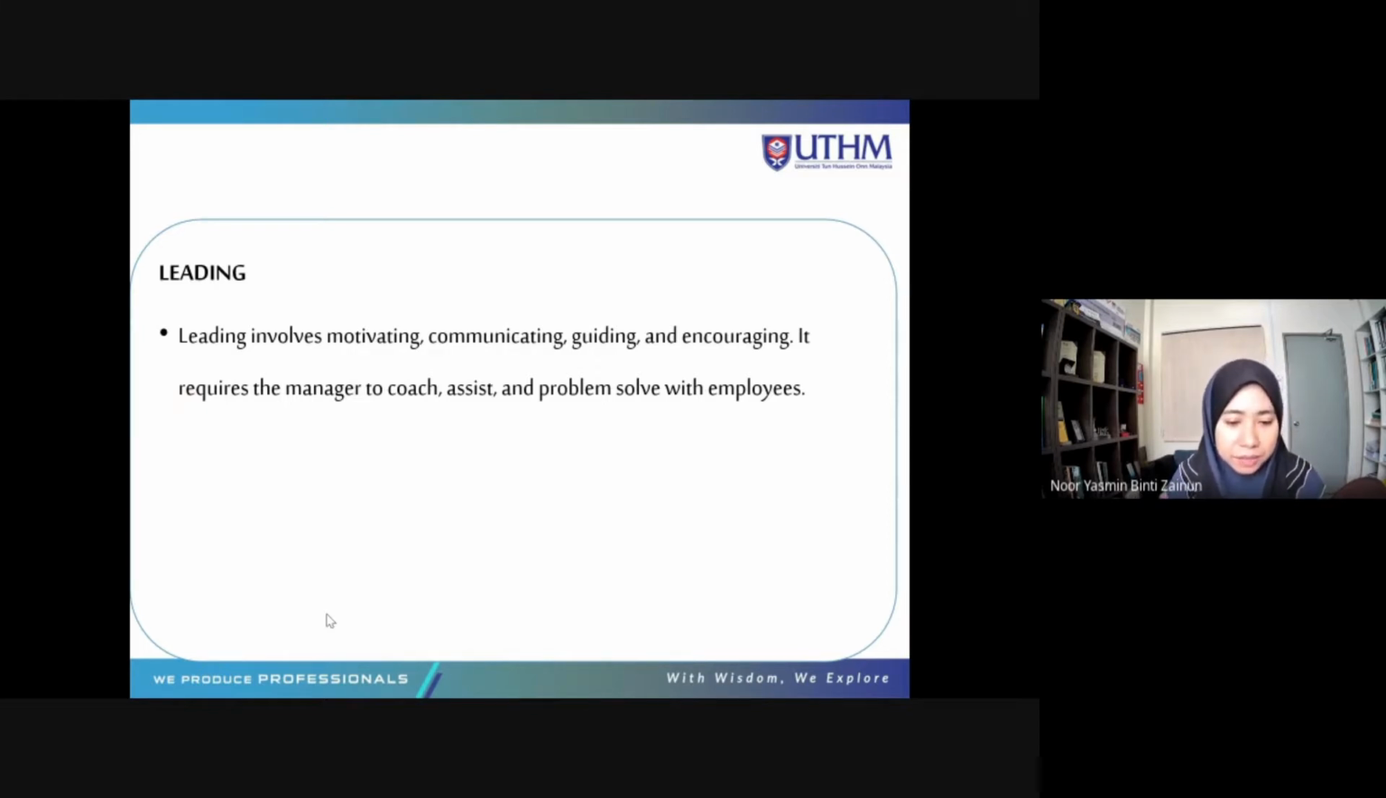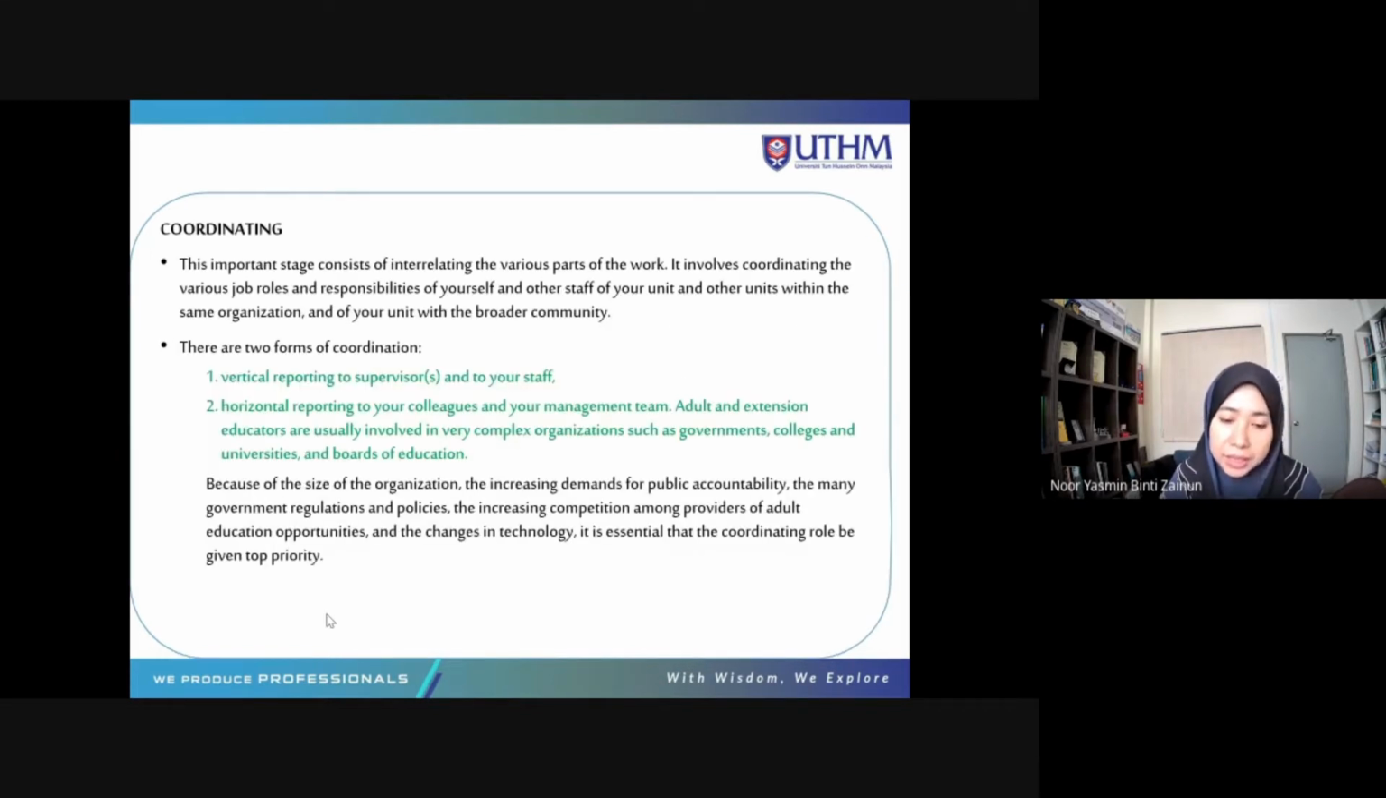So leading involves motivating, communicating, guiding, encouraging. It requires the manager to coach, assist and problem solve with employees. Not only, bukan mengarah aja. Not only give instructions. Okay, dia bagi arahan je, buat apa, tapi dia sendiri tak ada bagi contoh. Good leadership. And then coordinating.